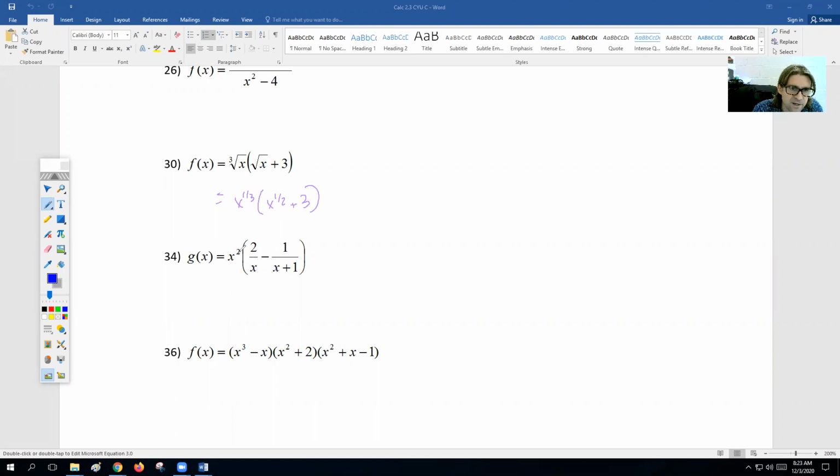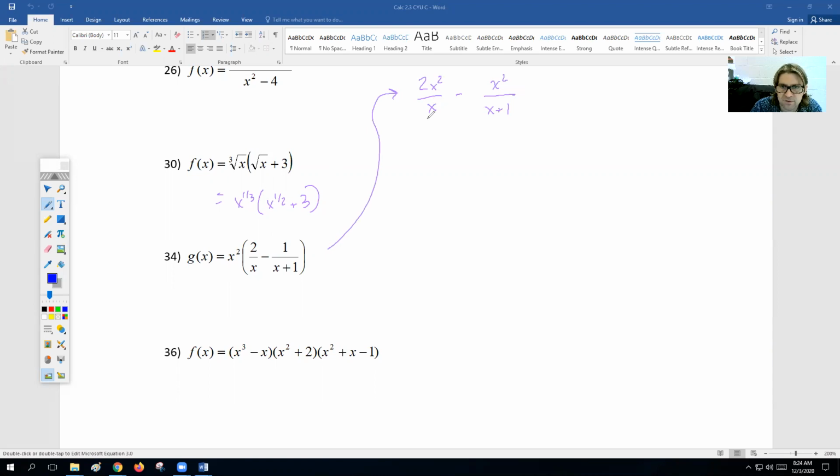All right, 34. What is going on here? So we have x squared times 2 over x minus... Okay, so if we look at this, we would have the product rule, and then inside the product rule, we have 2 quotient rules. So remember, just like this problem here, we could simplify it before we take the derivative. We could probably do the same thing here. So off to the side, I'm going to write out what g of x could be. If I distribute the x squared, that is a 2x squared over x minus an x squared over x plus 1.